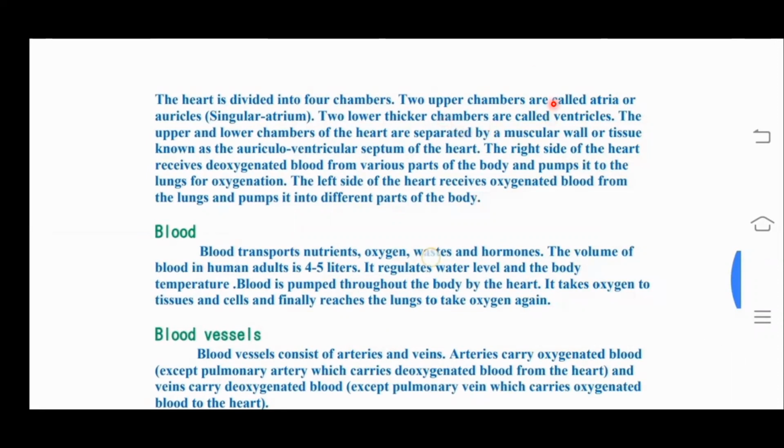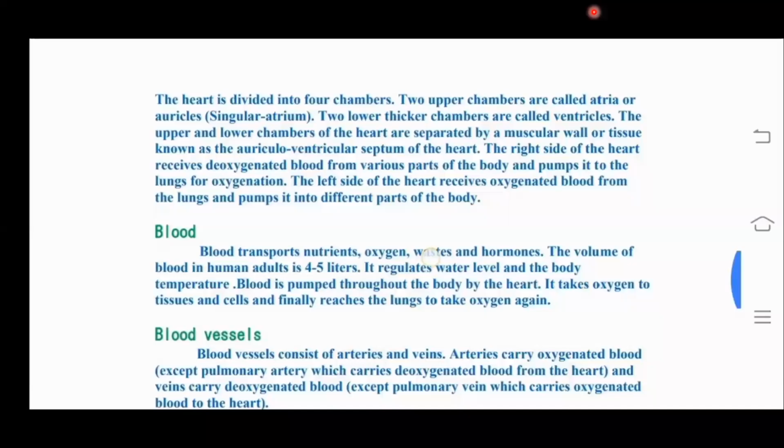The upper chambers are called atria or auricles, singular atrium. The 2 lower thicker chambers are called ventricles. The upper and lower chambers of the heart are separated by the muscles or tissues known as the atrioventricular septum of the heart.